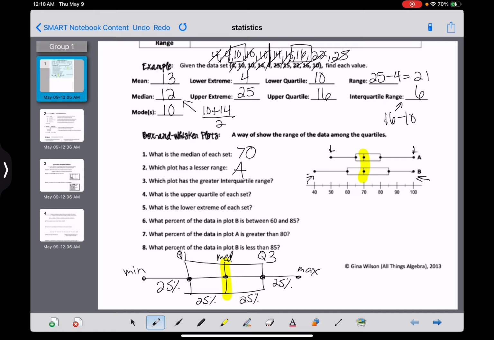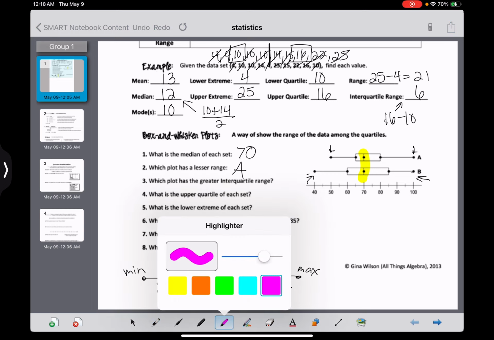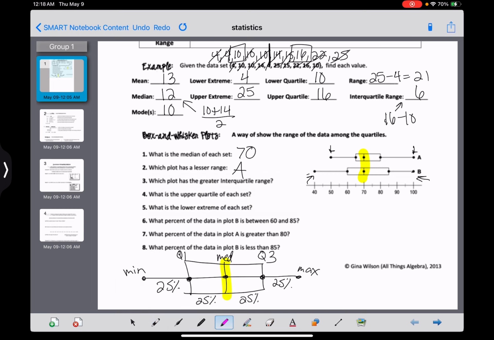And then it says which plot has the greater interquartile range. So to look at that, you're looking at the length of the box. Here, this box is this big. But for part B, that box is bigger. So that's telling me that that's going to have a bigger interquartile range. So the bigger the box, the bigger the interquartile range. The longer the entire image is, the longer the range is.